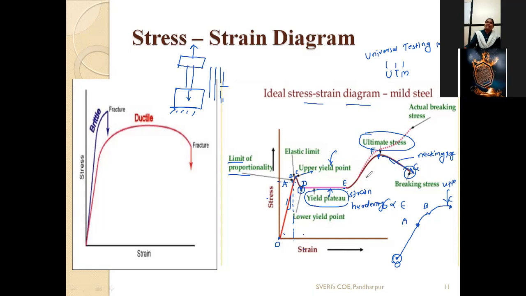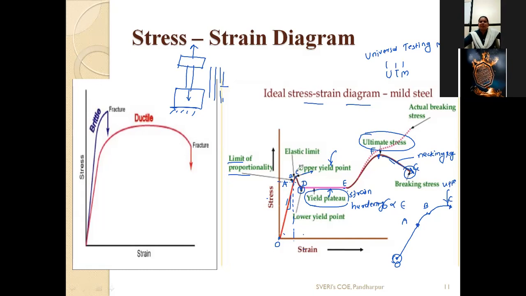This is the stress strain diagram for mild steel. Once again, I will repeat here. O to A is the limit of proportionality. In that, the graph is linear. That is, stress is directly proportional to the strain. After that, A to B. Here, the graph is non-linear, but stress is increased.